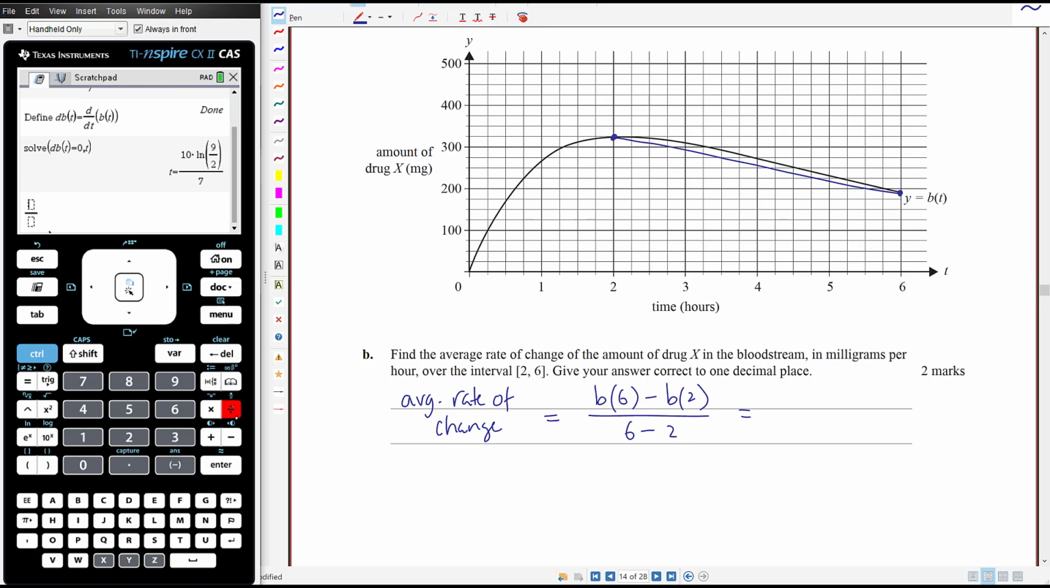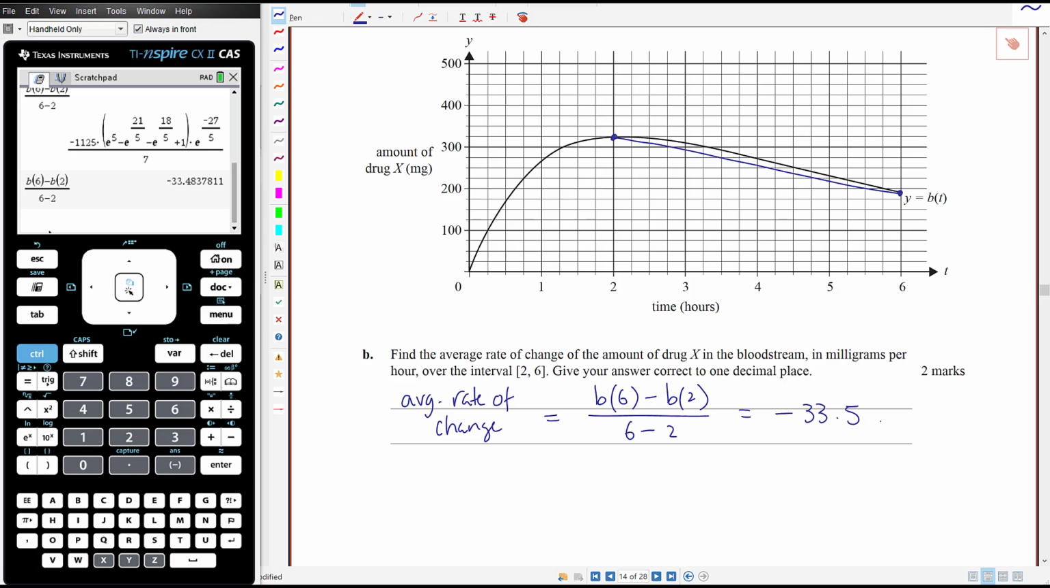Let's just get the CAS to do that for us. We don't need to work out all those separate values, just do it all at once. b of 6 minus b of 2 over 6 minus 2, one decimal place, control enter. So that is negative 33.5. Now what are the units? Milligrams per hour. So between 2 and 6 hours, the average rate of change is negative 33.5 milligrams per hour.